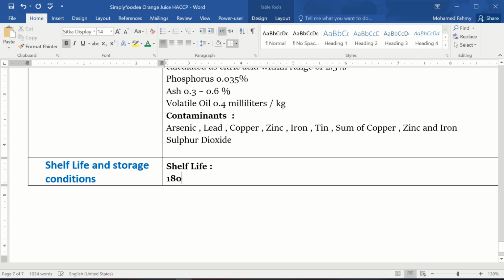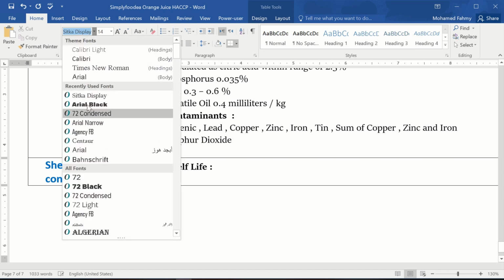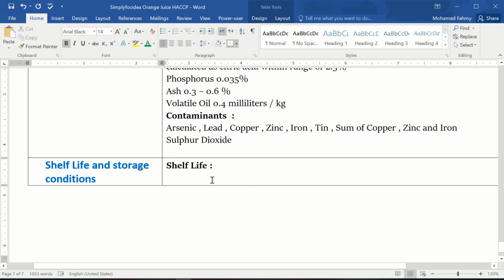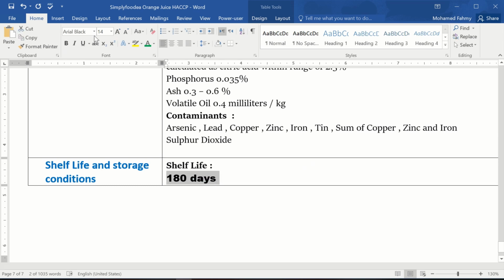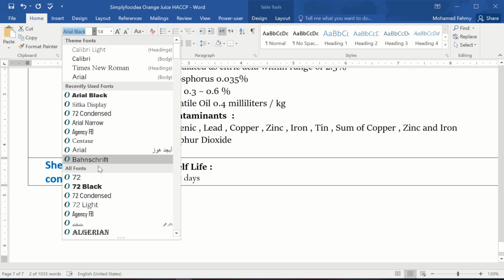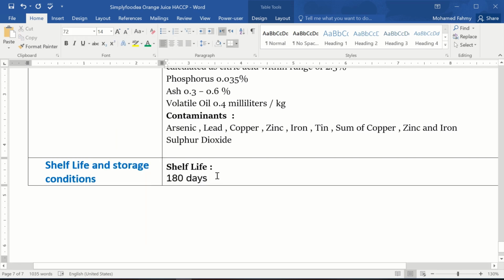You can mention it by days. For example, 180 days. You can write it by weeks, but days are better because it's more accurate, and sometimes hours. Days are very accurate. And you must mention it according to each country's governmental standards.